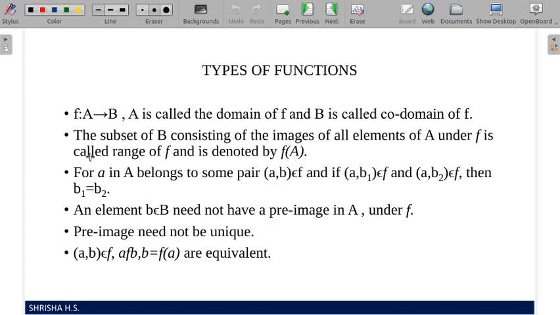So if you have a function from A to B, A is called the domain of f and B is called the codomain of f. Next, the subset of B consisting of images of all elements of A under f is called the range of f and is denoted by f of A.